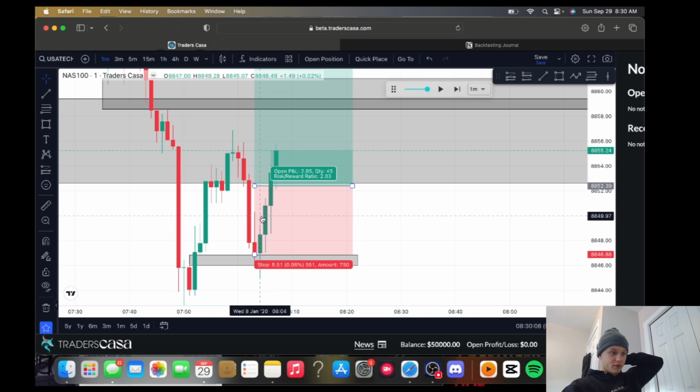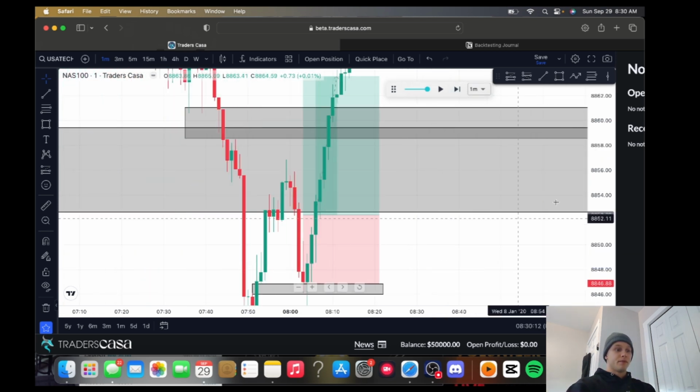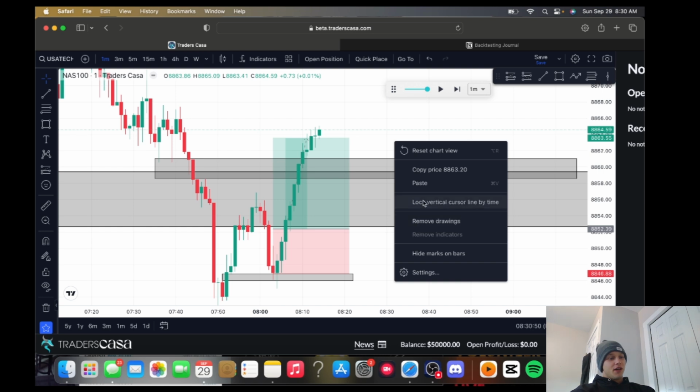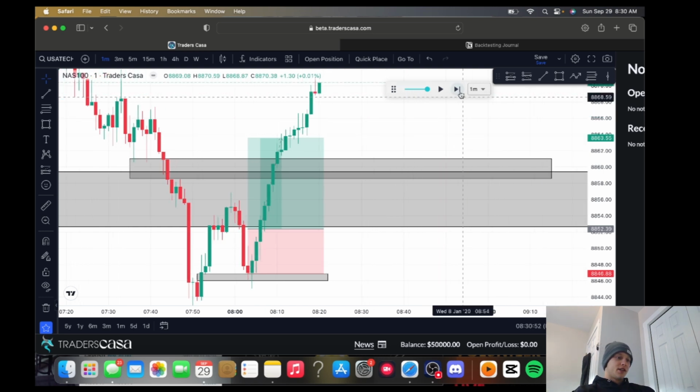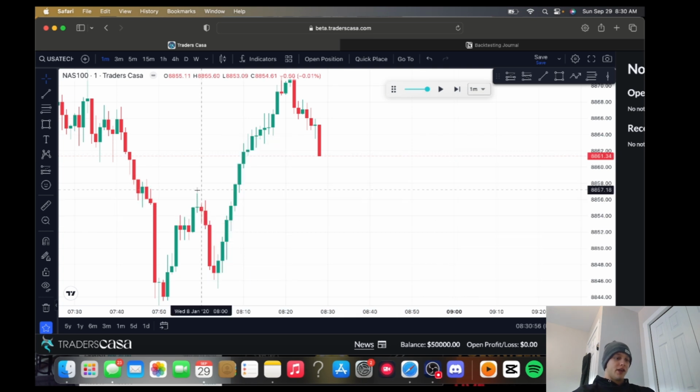Never mind, I'm not jumping on this because it's late in my session. Let's just see if it works out. Boom. Doesn't count though because it's not in session. Alright, let's see how far it runs. Look at that. Could have been one and done out of that trade, but not in session. So that's a bummer. Alright, we'll go to the next day.